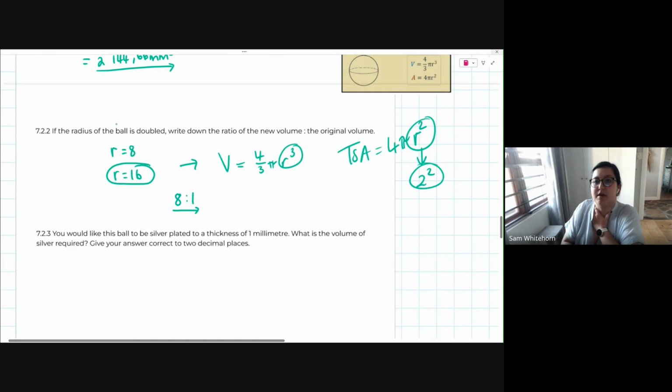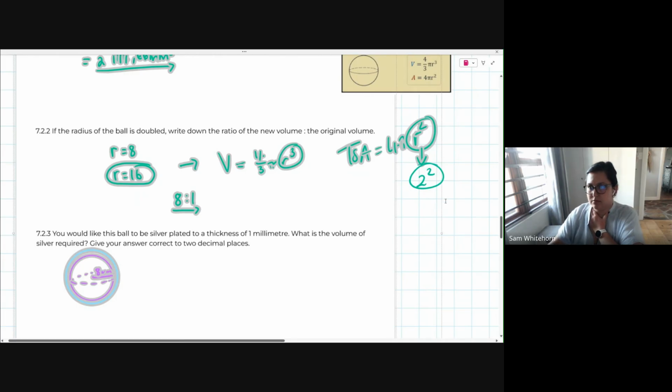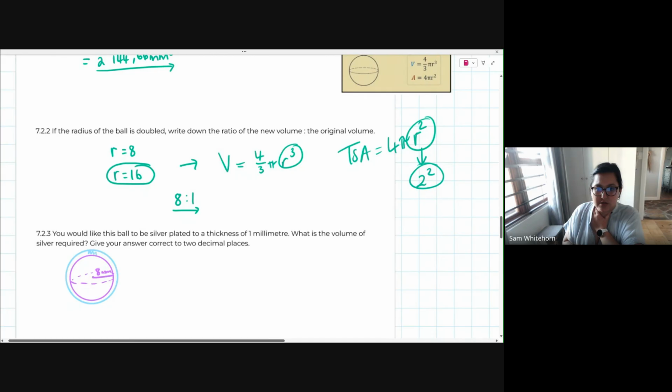So what we have, remember, is our spherical ball. And we need to bear in mind that the radius was 8 millimeters. What we're now wanting to do is add on the silver plating, so we're adding an extra layer of thickness to the sphere. And we were told that it is going to be 1 millimeter thick. So this thickness all the way around here is 1 millimeter.